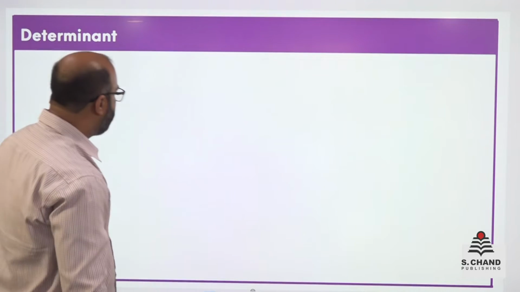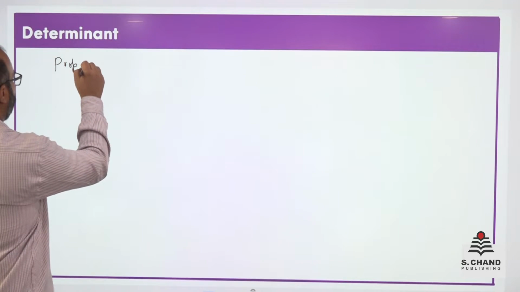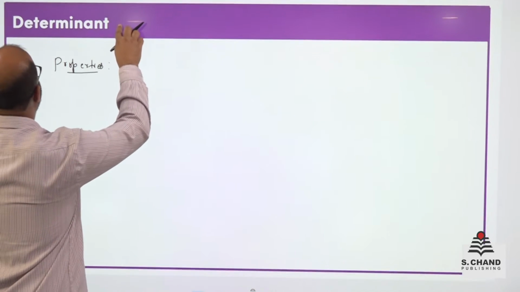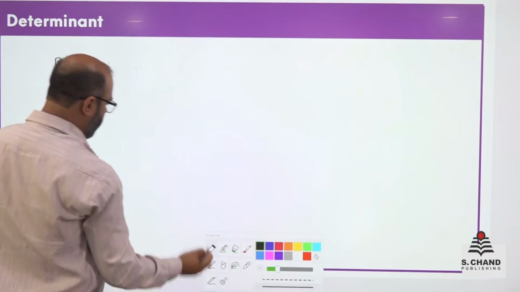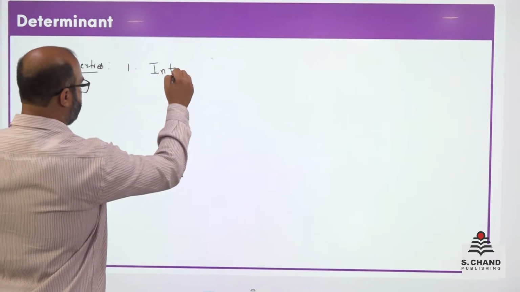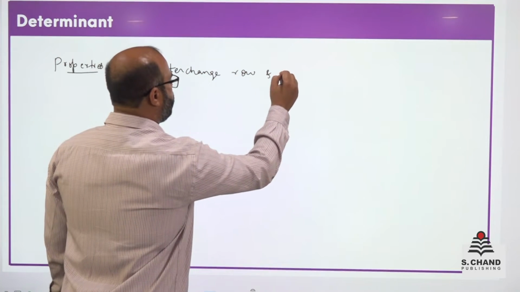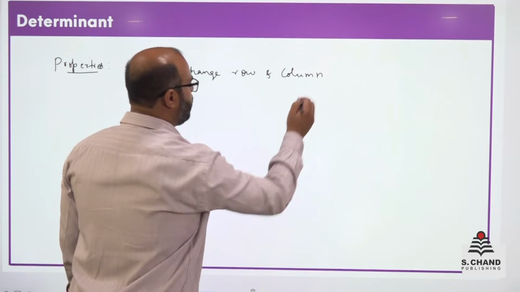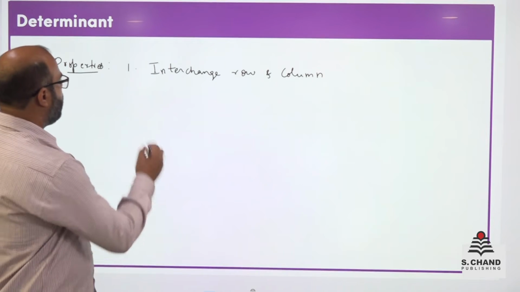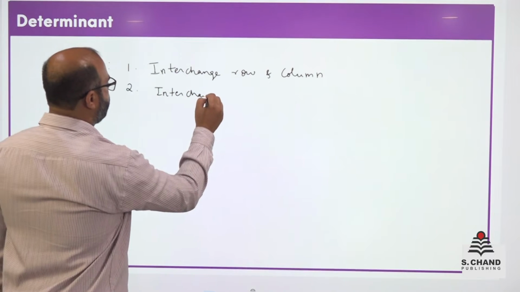Now, properties of determinants. What are the properties? The first property is when you interchange row and column, there will be a minus sign which will come. There will be an extra minus sign. If you interchange row and column, there will be a minus sign. The second property is interchanging rows.